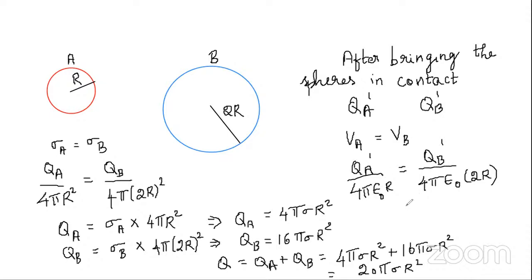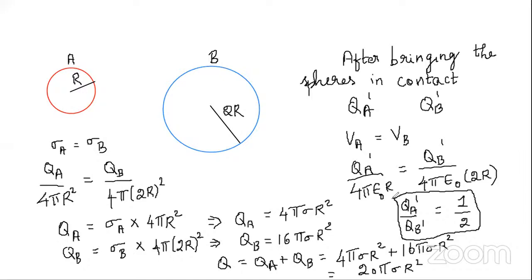So from this you can find out the ratio of QA prime and QB prime. QA prime by QB prime, what you will be getting is 1 by 2, because you can take this 4 pi epsilon naught r to the other side and QB prime to the left-hand side denominator. So when you take this to the numerator, 4 pi epsilon naught r divided by 4 pi epsilon naught into 2r, that will be 1 by 2. So QA prime by QB prime is equal to 1 by 2.